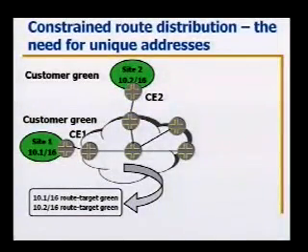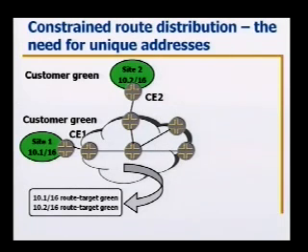Site 1 and site 2. In site 1 we have the prefix 10.1/16. In site 2 we have the prefix 10.2/16. And we want to distribute this routing information between the sites. So what we're going to do, CE1 is going to send its route to the PE connected to it.